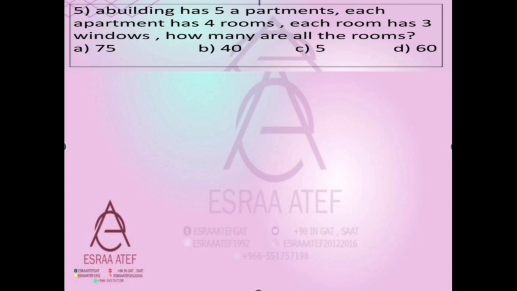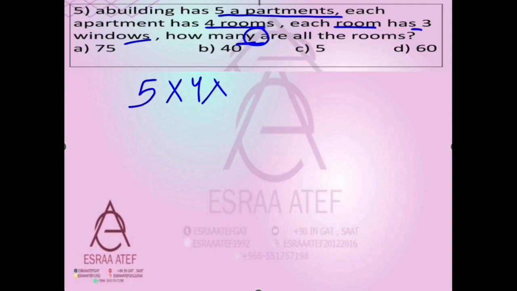Okay, here we have a building which has 4 apartments, and each apartment has 4 rooms, and each room has 3 windows. How many windows are in all the rooms? So it means 5 apartments times the number of rooms in it, which is 4, times the number of windows in it, which is 3. So 5 times 4 is 20, 20 times 3 is 60. So the number of them will be 60.